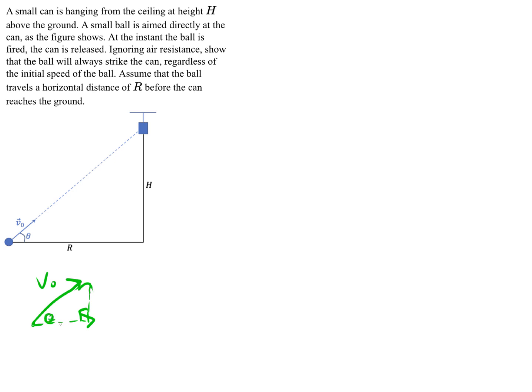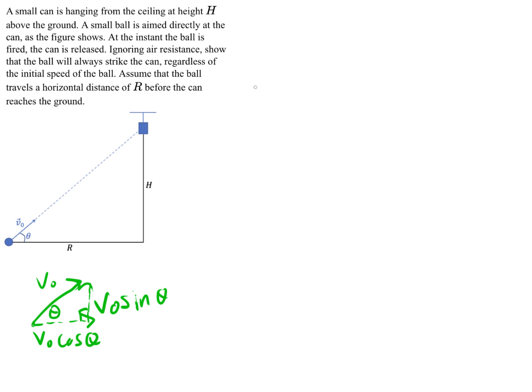So if this is the launch angle theta, this component becomes the initial velocity times the cosine of theta, and this component becomes the initial velocity times the sine of theta. The cosine term is the horizontal component of the initial velocity, and the initial velocity times sine of theta is the vertical component.